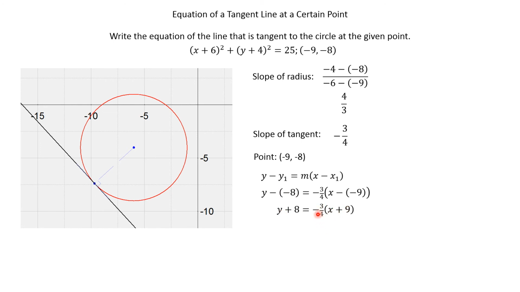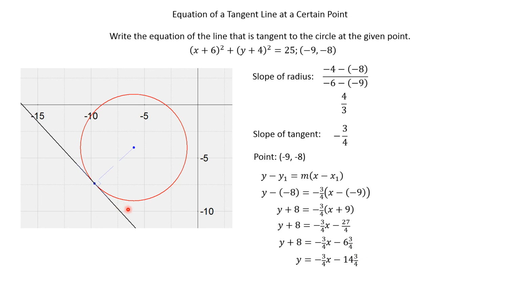Now we're going to distribute the -3/4 to get -3/4 x, then minus 27/4. You can leave that as a fraction, or in this case, since the next step is going to be to subtract 8, maybe make this a mixed number. So 27/4 is going to be 6 3/4. So we have -3/4 minus 6 3/4. Subtract 8 to get y equals -3/4 x minus 14 3/4.